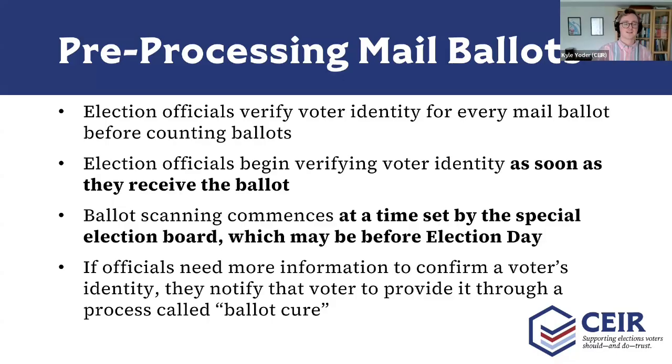If during any of this pre-processing, officials need more information from a voter to confirm their identity, they will reach out to the voter to get that information. This is a process called ballot cure, and it gives voters the opportunity to make sure that a simple clerical error or mistake doesn't impact their right to vote. If they cast their vote via mail and election officials, doing their due diligence, need a little bit more information, there's a way for them to get in touch and make sure that voters have the opportunity to correct that information.